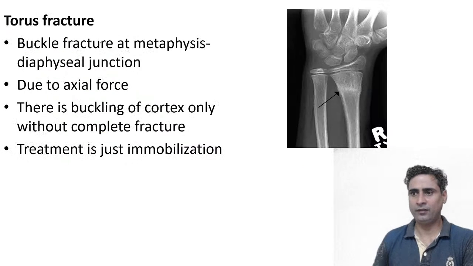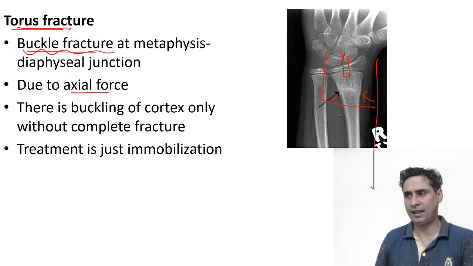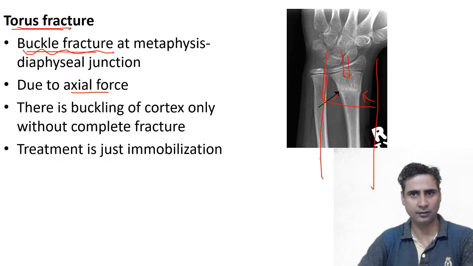The second incomplete fracture is torus fracture, where there is buckling of the metaphysis at the metadiaphyseal junction, and it is due to axial pressure. Okay, so there is buckling of the cortex. It is also known as buckle fracture. It is due to axial force, and here just immobilization is required either in a slab or cast.